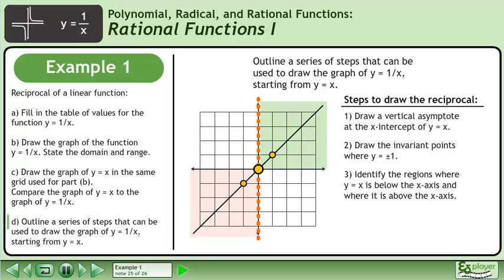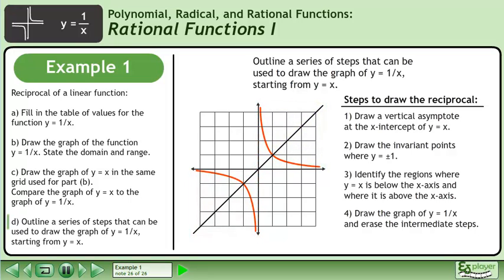Next, identify the regions where y equals x is below the x-axis and where it is above the x-axis. And finally, draw the graph of y equals 1 over x and erase the intermediate steps.